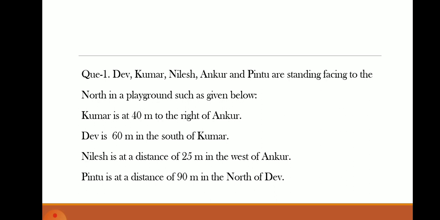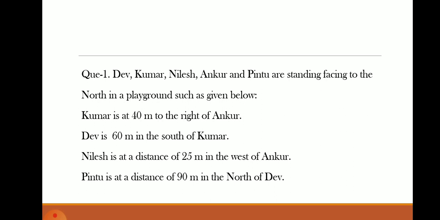Dev, Kumar, Nilesh, Ankur, Pintu are standing facing to the north in a playground as given below. So in this kind of problem, some information related to the people is given, and according to this information we have to plot the diagram and then answer the questions. Under this one question there will be 2-3 sub questions also. These sub questions carry 1 mark each in many of the exams. So this kind of problem will be worth 3, 4 or 5 marks also.